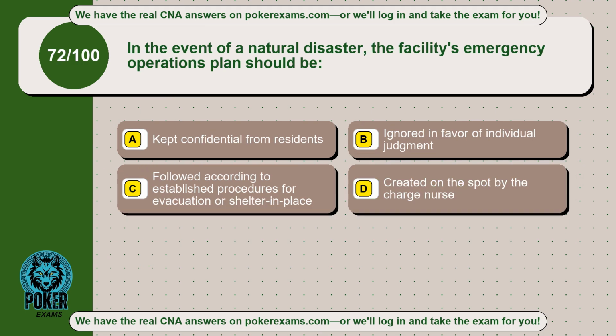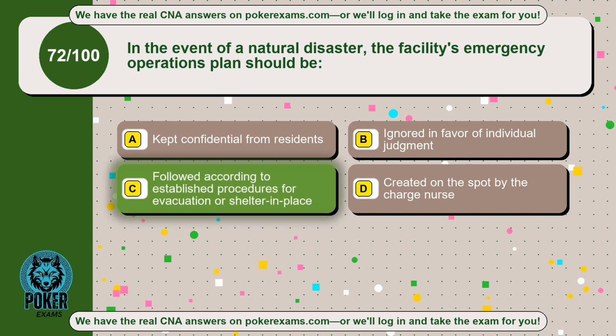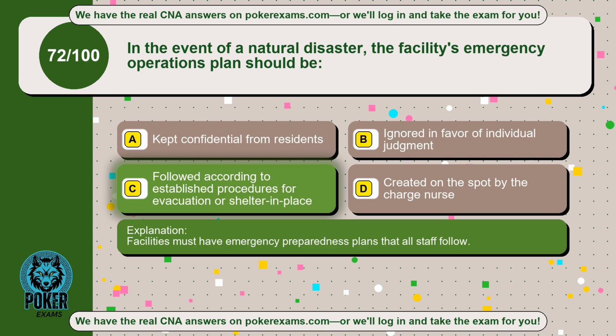Question 72. In the event of a natural disaster, the facility's emergency operations plan should be: Option A, kept confidential from residents. Option B, ignored in favor of individual judgment. Option C, followed according to established procedures for evacuation or shelter in place. Option D, created on the spot by the charge nurse. The correct answer is option C, followed according to established procedures for evacuation or shelter in place. Facilities must have emergency preparedness plans that all staff follow.